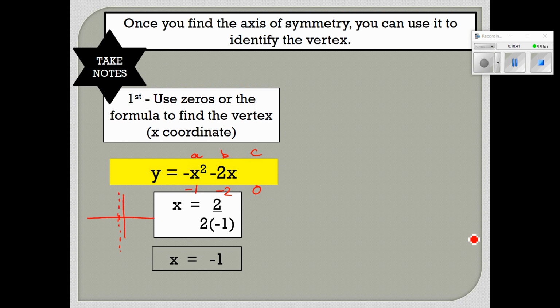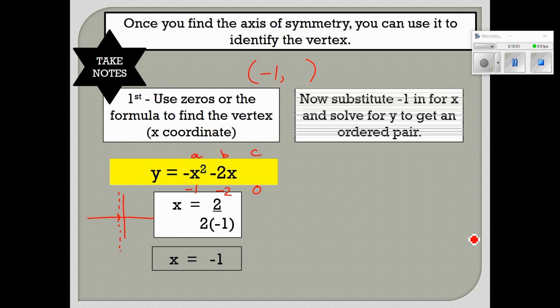But where is the vertex? Where is the highest point or the lowest point? We need an ordered pair. We now know the x. We know the x is -1 for our vertex. So we're going to simply plug that back in to our equation and solve for y.